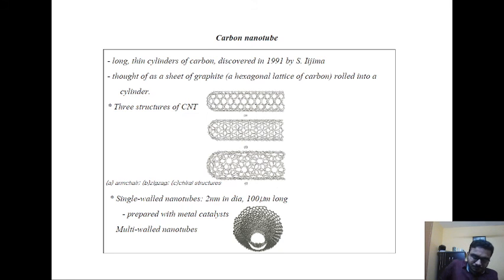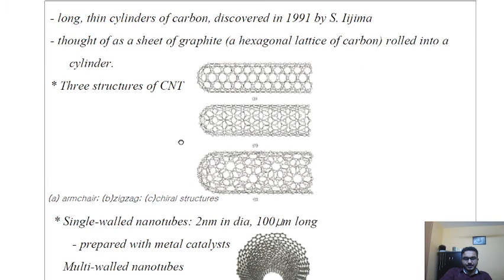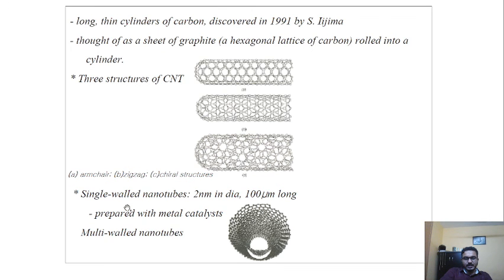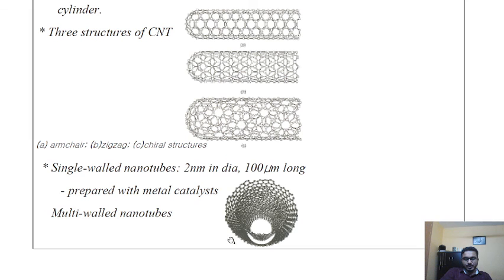The next is carbon nanotubes. These are long thin cylinders of carbon, discovered in 1991 by S. Iijima, and can be thought of as a sheet of graphite rolled into a cylinder. These are the three structures of carbon nanotube: armchair, zigzag and chiral structures. Single wall nanotubes are 2 nanometer in diameter and 100 micrometer long. These are prepared with metal catalyst, and the last figure shows multi-wall nanotubes.